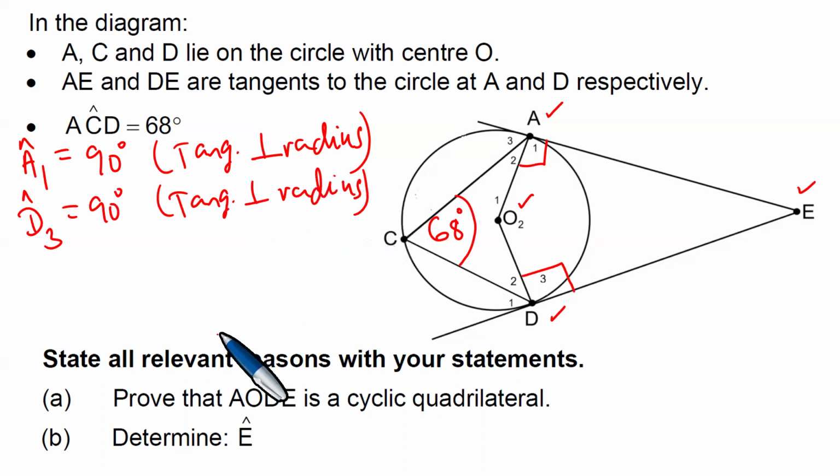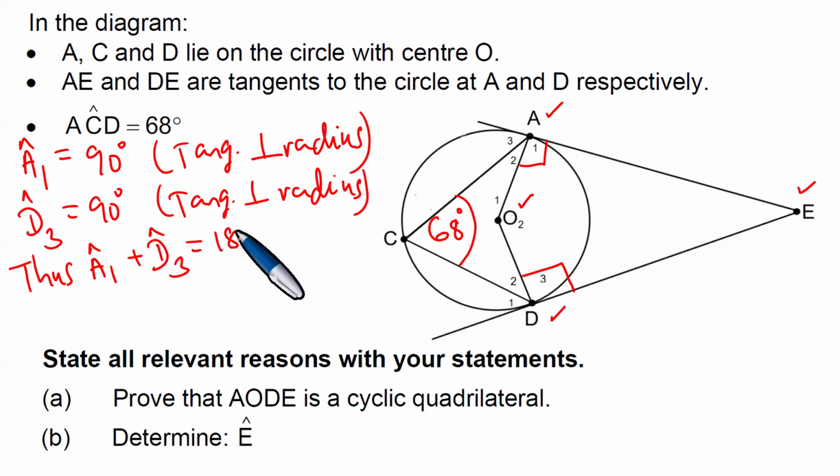Next. Right, so as a consequence, we have these two angles here that are opposite. So thus, angle A1 plus angle D3 is equal to 180 degrees. So if we add these two angles, what we're getting is 180 degrees. And now, if this is the case, hence, AODE is a cyclic quad. Right, it's a cyclic quad.